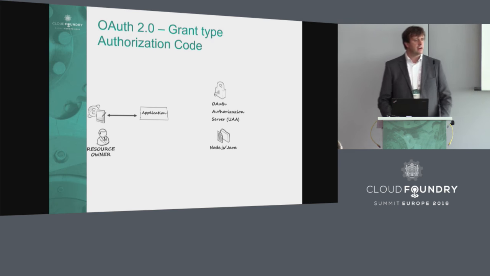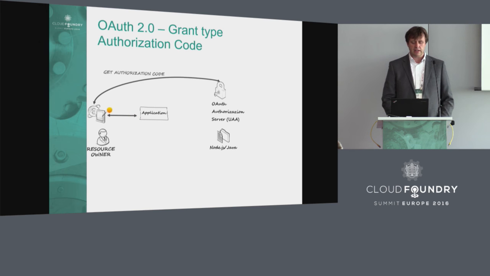So from a user perspective, how does it look? I have a user, that's my resource owner, and this user is now going to access an application. This application is then redirecting the user to the authorization server, which is the UAA. The authorization server does certain checks, and it will authenticate the user, and also in OAuth there's a term of a scope. A scope is a permission for a user to access one or more resources.